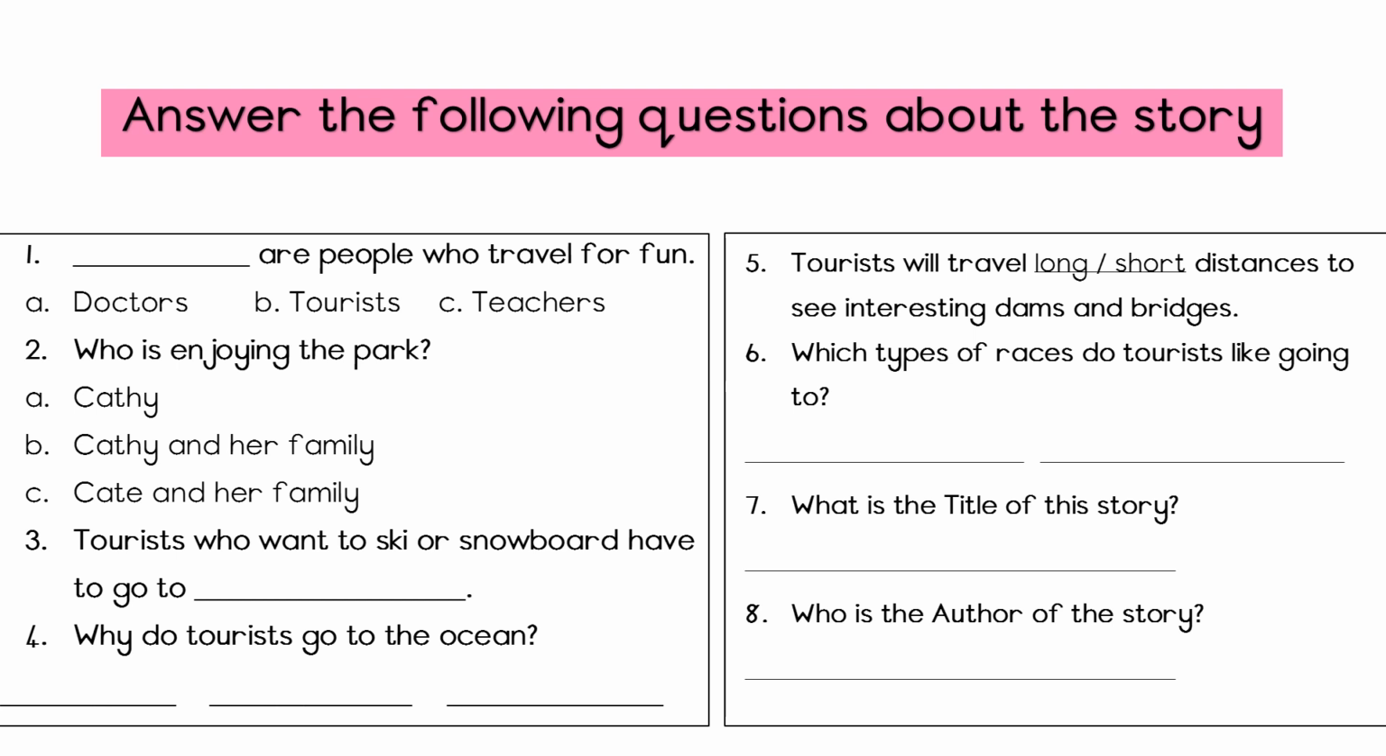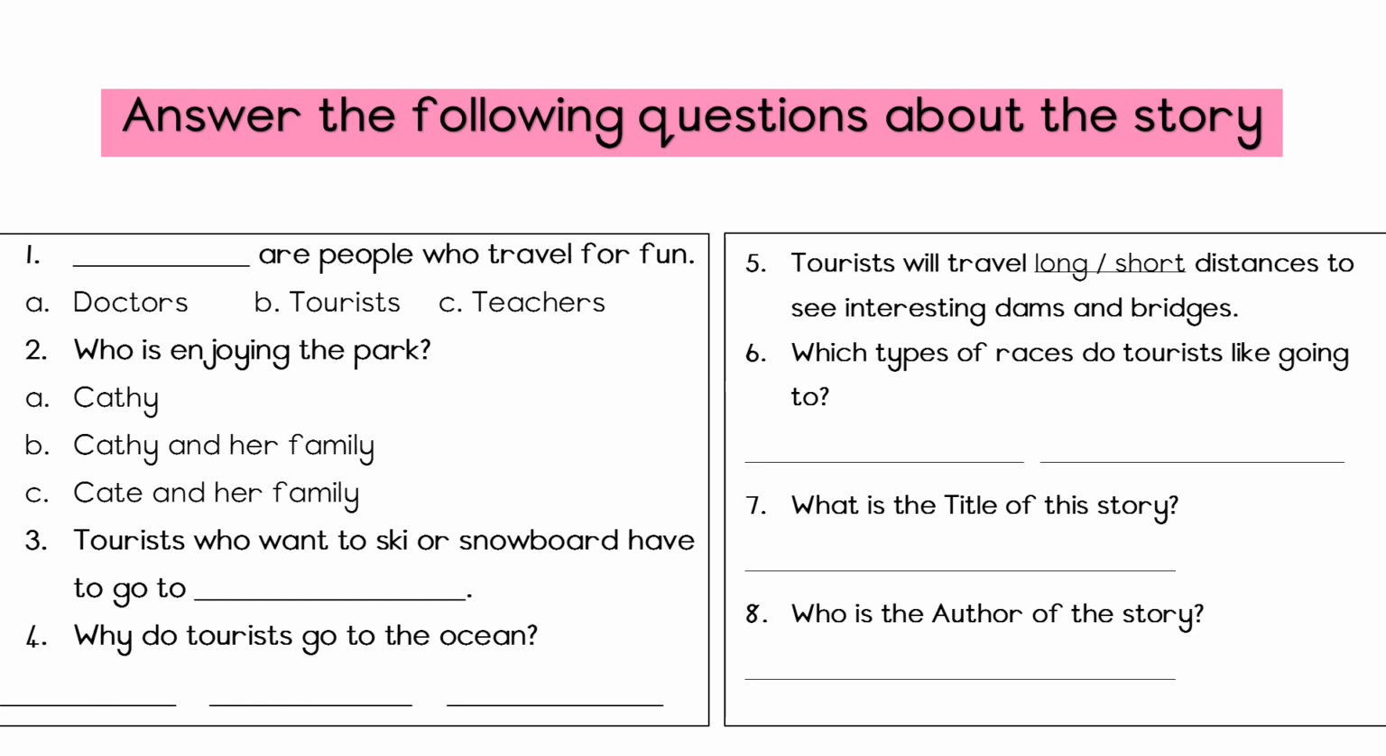Number 4, why do tourists go to the ocean? There are 3 lines here, so I want 3 answers. They are 1-word answers. Write the correct answers on the lines. Number 5, tourists will travel long or short distances to see interesting dams and bridges? Will they travel long distances or short distances? Highlight the correct answer.